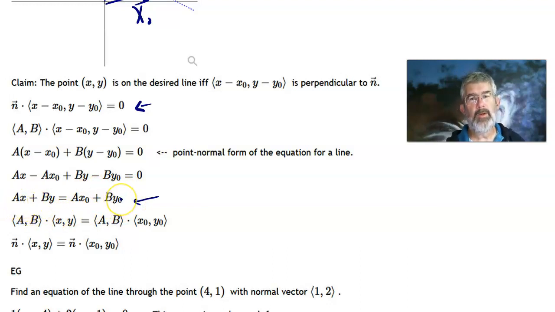And you have an equation that looks a lot like equations that we've been dealing with in solving systems, for instance. But also written like this, it brings me back to the vector form. The left-hand side here is just the dot product of (a, b) with (x, y), and the right side is the dot product of (a, b) with (x0, y0). So this is n dotted with (x, y) is equal to n dotted with (x0, y0), which is kind of interesting.